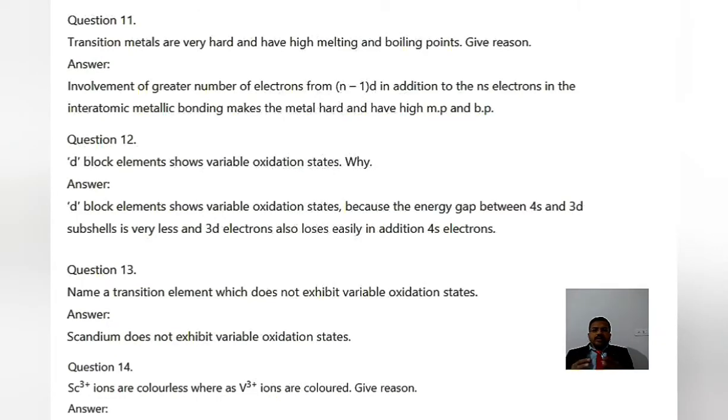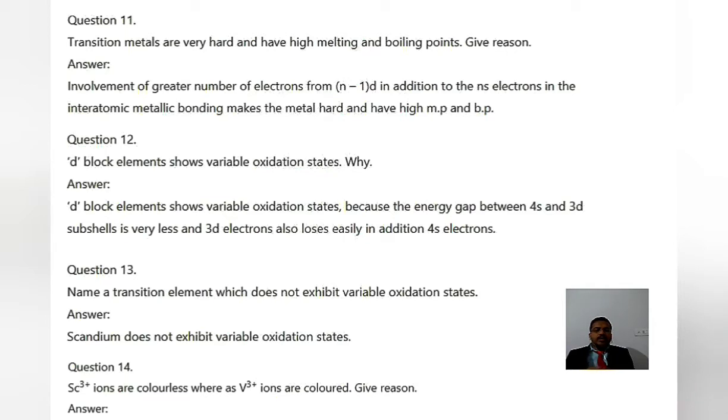Question number 11. Transition metals are very hard and have high melting point and boiling point. Give reason. We had already discussed this question. Transition metals have incompletely filled d orbitals. That means so many free electrons are there, and these free electrons are responsible for the metallic character. Due to this metallic character, they have high melting point and high boiling point.